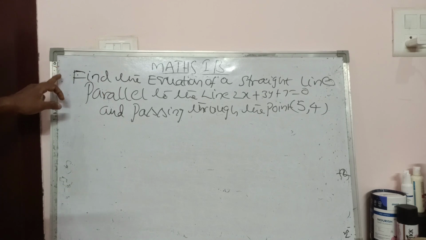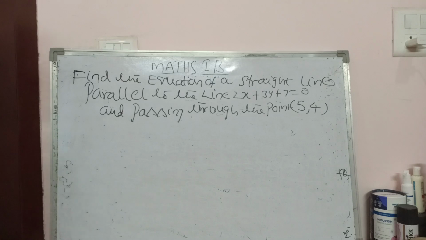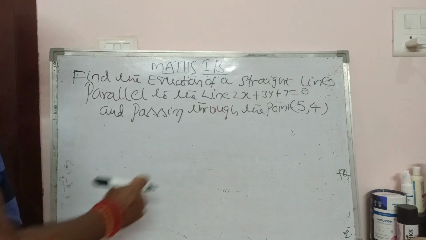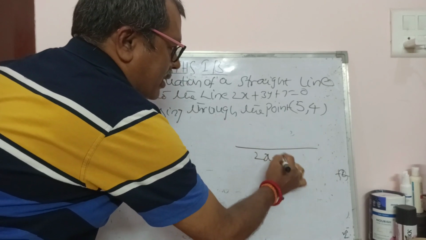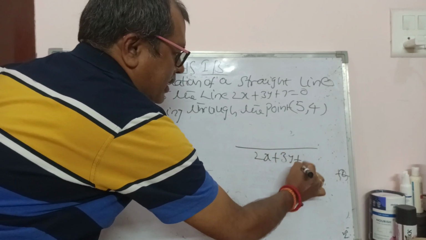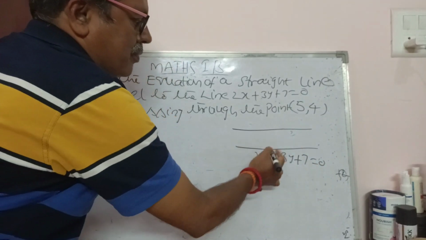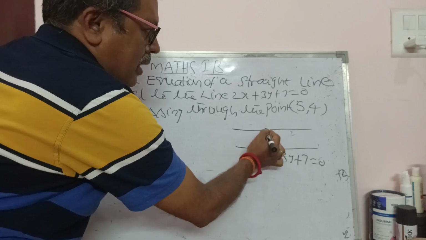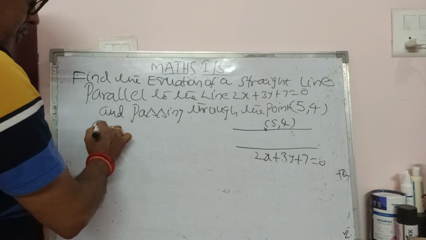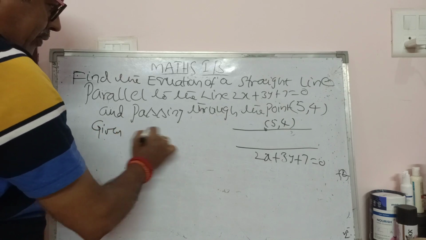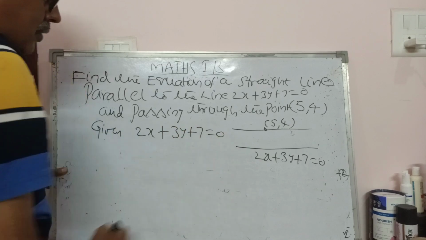Find the equation of a straight line parallel to the line 2x plus 3y plus 7 is equal to 0 and passing through the point. So let us assume that this is an equation of a line 2x plus 3y plus 7 is equal to 0. We have to find out another line equation which is parallel to this one and passing through the point 5 comma 4. Therefore, here the line equation given is 2x plus 3y plus 7 is equal to 0.